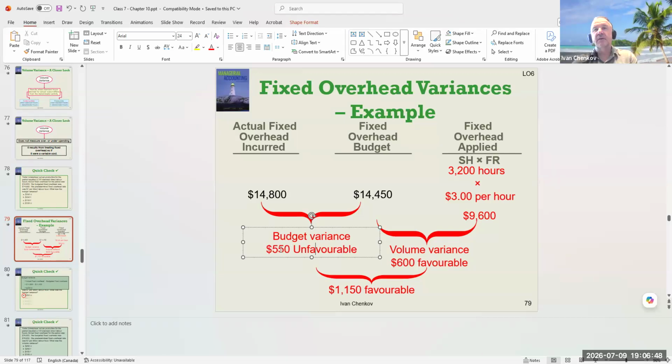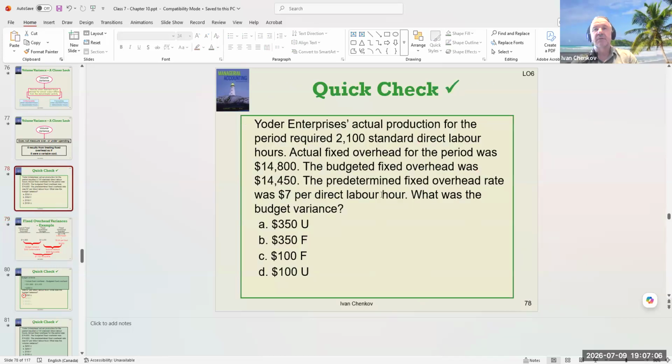Unfavorable budget variance of $350. Why? Because the actual overhead that I'm using is above the overhead that I budgeted to use. Now let's see what's going to happen on the other side.